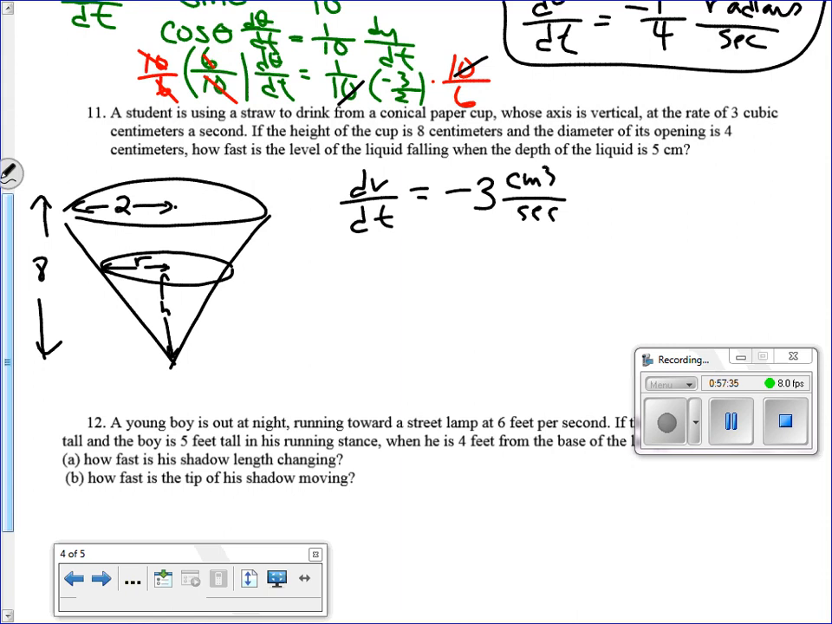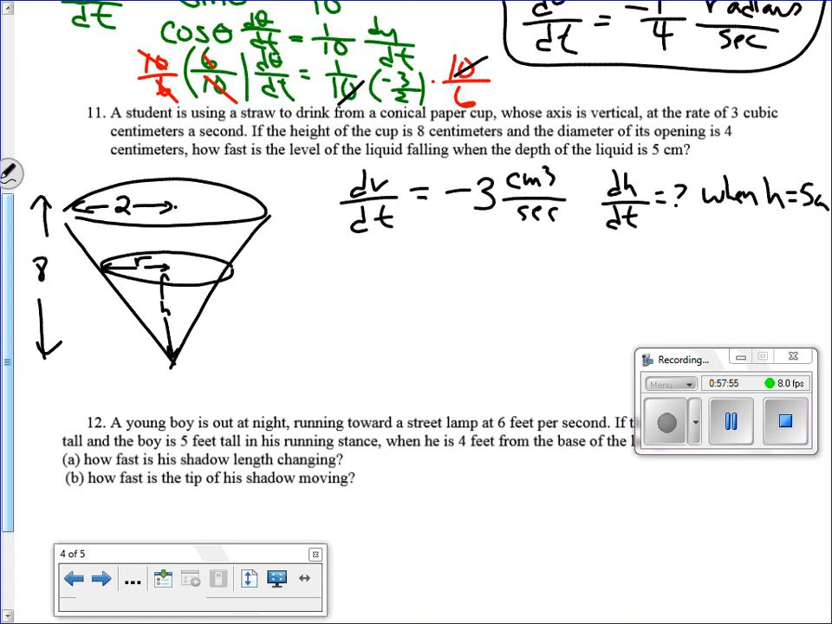All right. How fast is the level of the liquid falling? So what is dh dt? When the depth of the liquid is 5 centimeters. So when h equals 5 centimeters. So we have dV dt, we want dh dt.